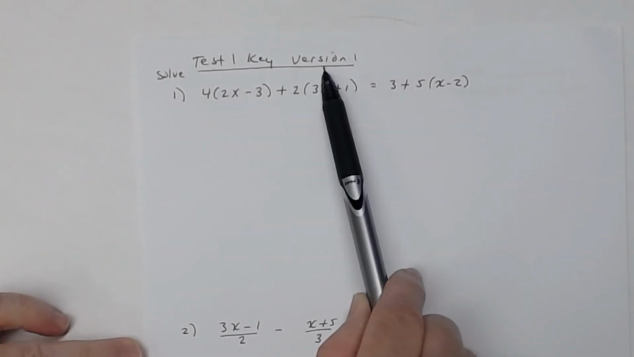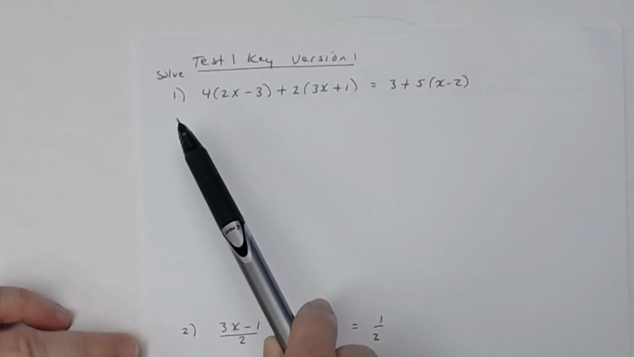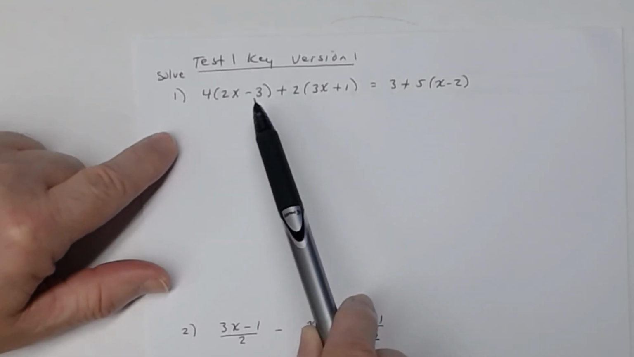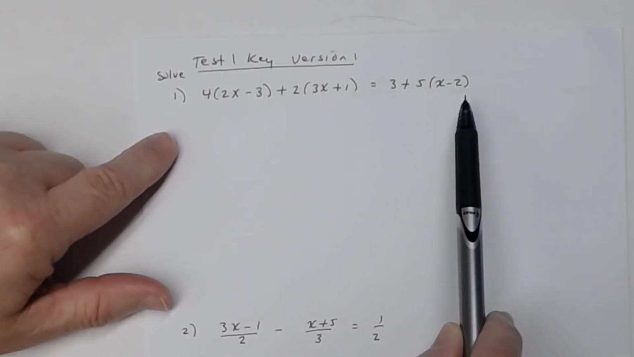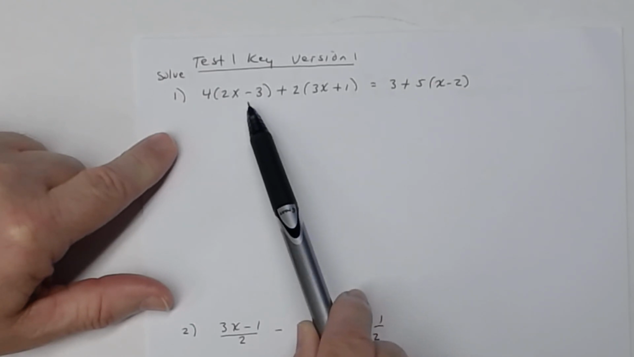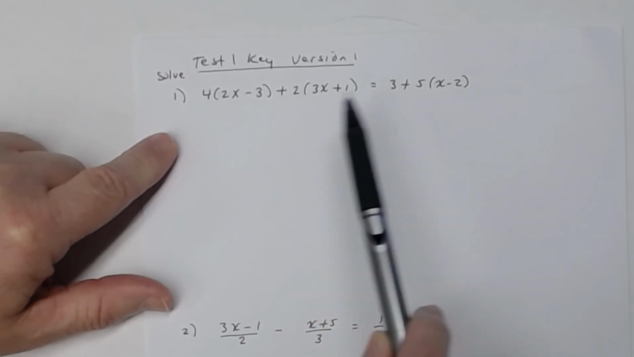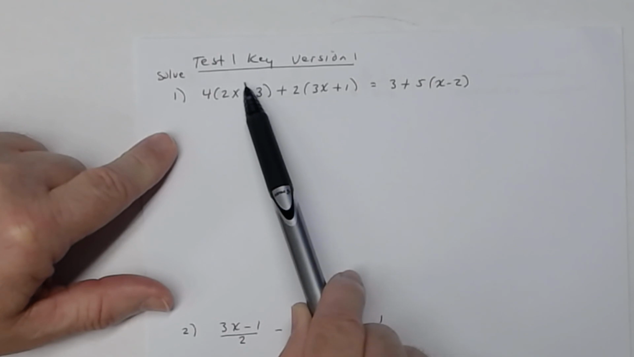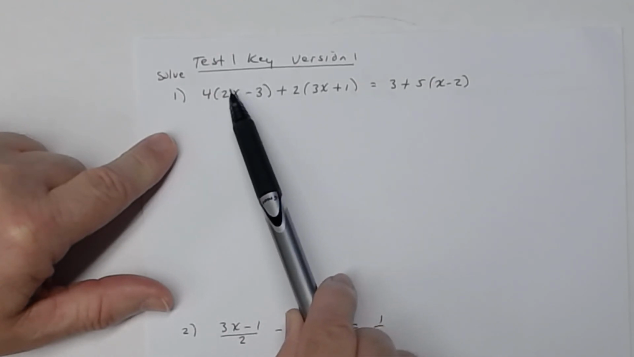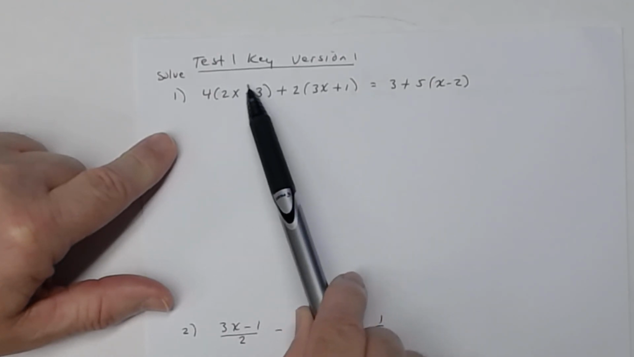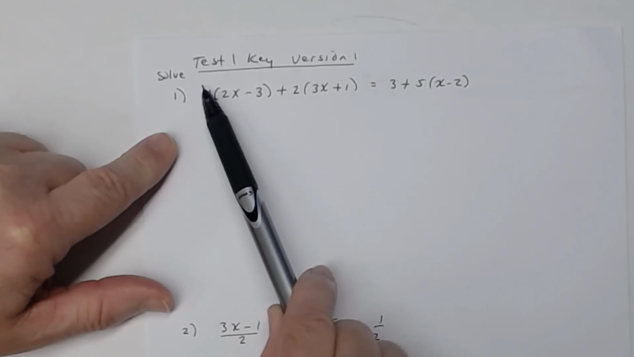Okay, so this is version 1 of test 1. All right, and so the first problem, you had to solve this linear equation. And notice that in this linear equation, you have three sets of parentheses. And notice that in each of these parentheses, the expression inside is being multiplied by a number.